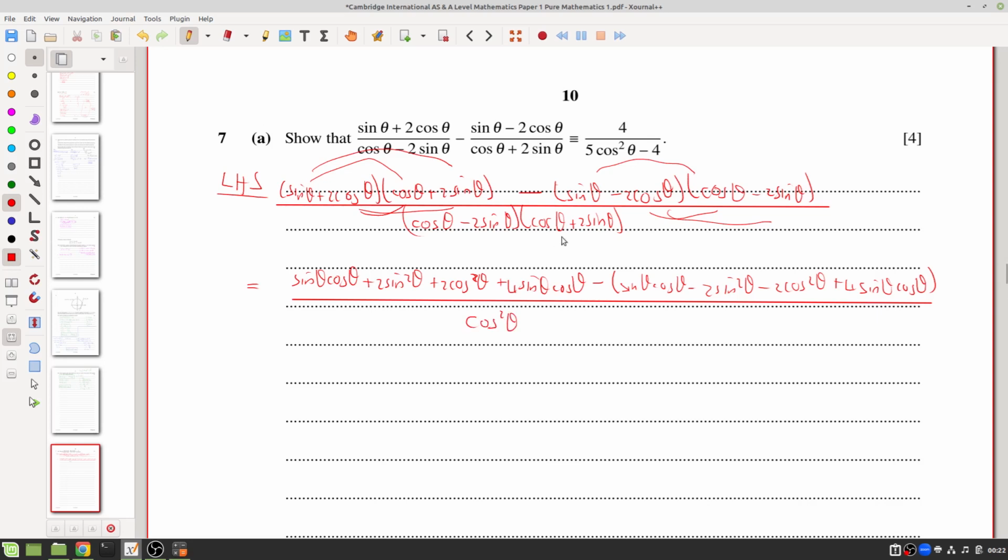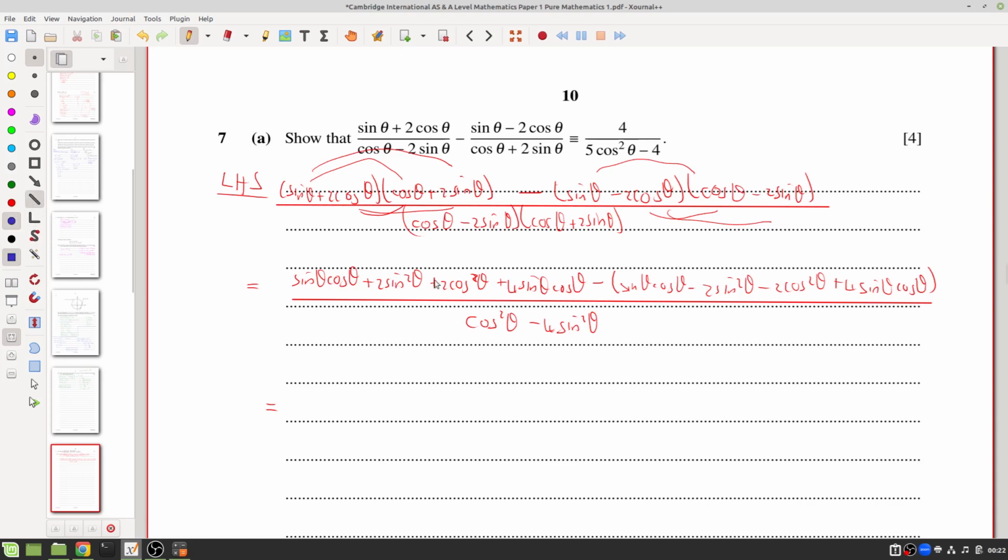And then cos theta times 2 sine theta, so that's 2 sine theta cos theta minus 2 sine theta cos theta, so that cancels out. And then we've got minus 4 sine squared theta. All right, making progress. So now at the top, sine theta cos theta plus 4 sine theta cos theta gives us 5 sine theta cos theta. And here in the bracket, we've got sine cos plus 4 sine cos, so also 5 sine theta cos theta, but there's a minus. So 5 sine theta cos theta minus 5 sine theta cos theta just cancels out.